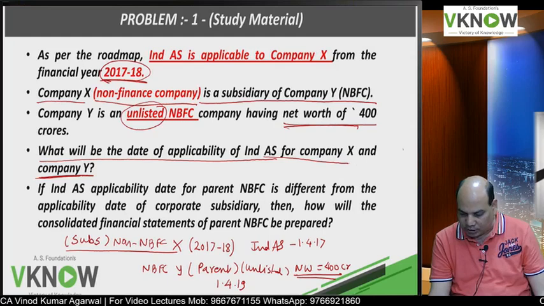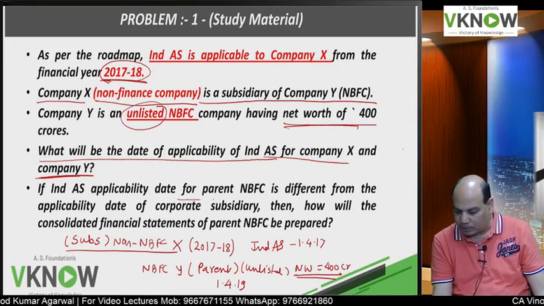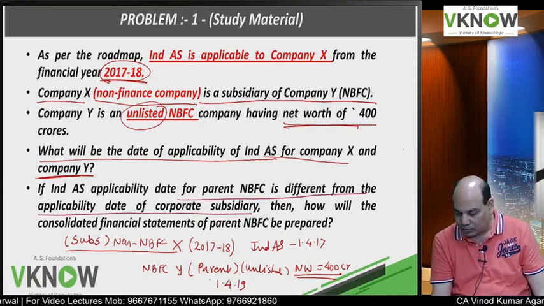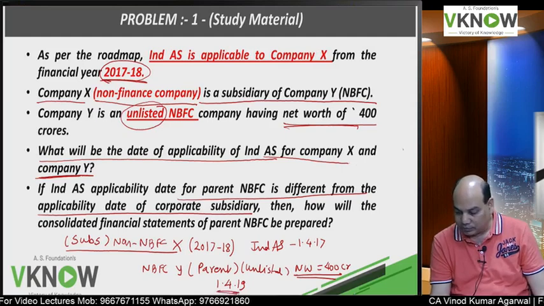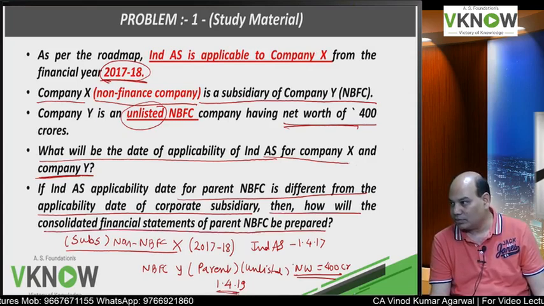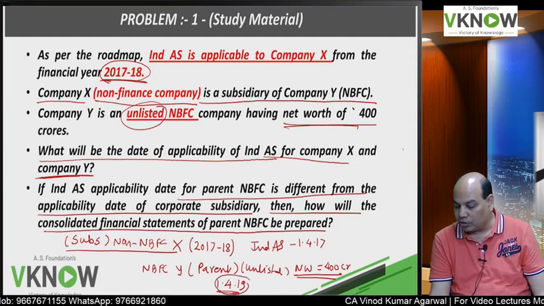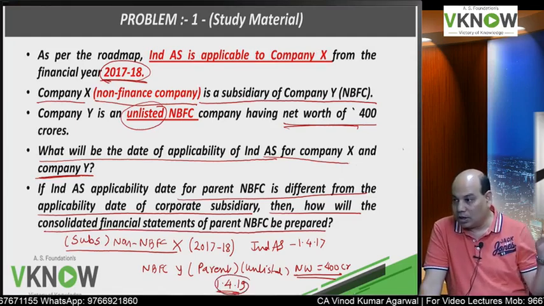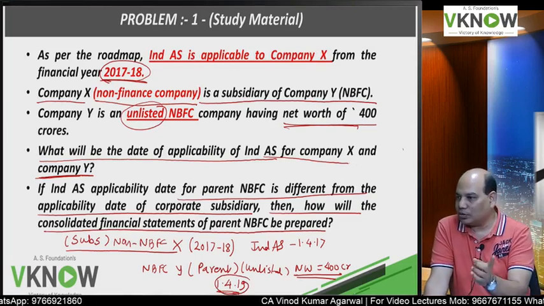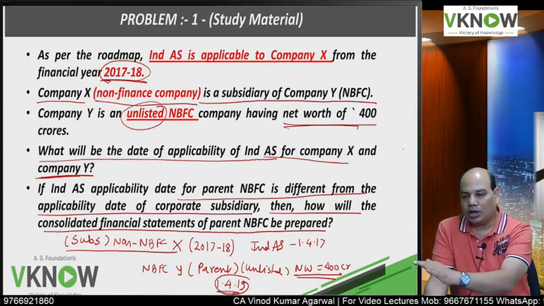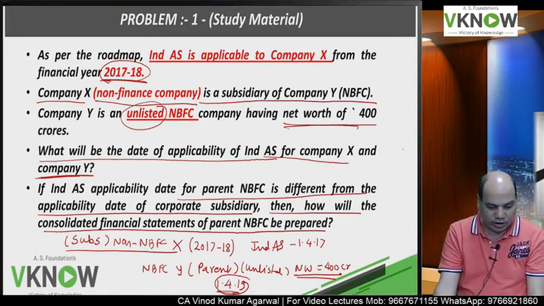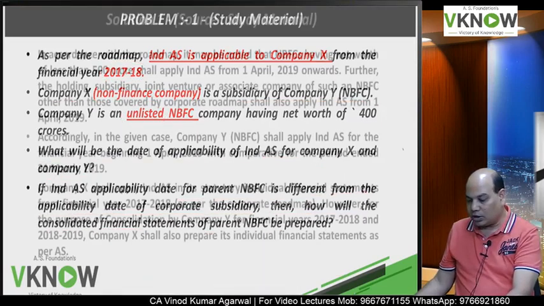What will be the date of applicability if Ind AS applicability date for the parent NBFC is different from the applicability date of corporate subsidiary? So parent will apply from 1/4/19. Then how will the consolidated financial statement of parent NBFC be prepared? So before 1/4/19 it will prepare as per accounting standard, and the subsidiary will prepare 2 sets of financial statement. One as per accounting standard for consolidation with NBFC, and one as per Ind AS because Ind AS is applicable to it. Is it right? So can you just read the answer on your own?